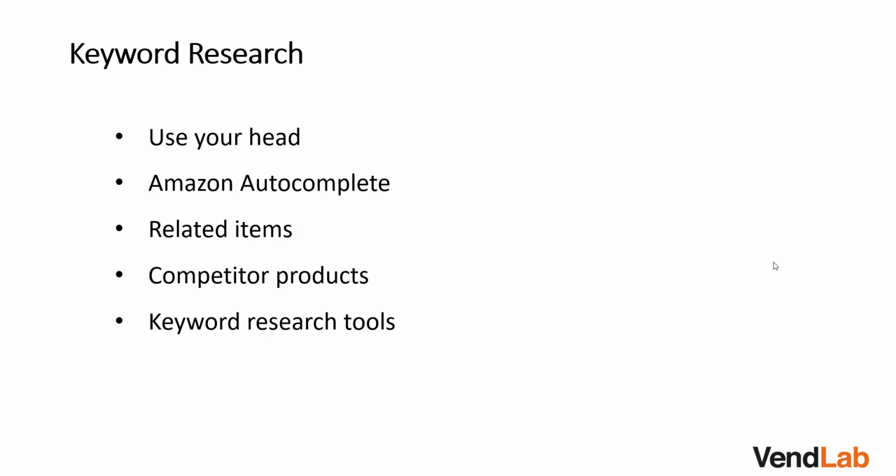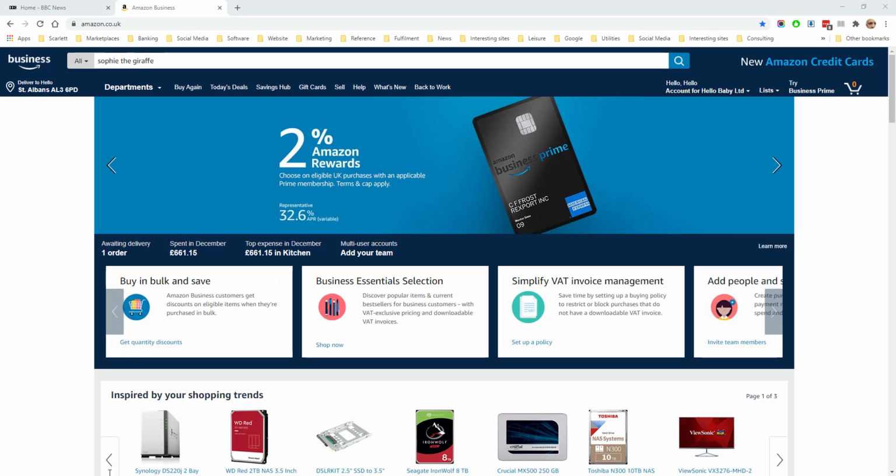So how should you find keywords for your listings? Here are some suggestions. First off, use your head. Think about the kind of keywords which are related to your product. Look at Amazon's autocomplete feature.